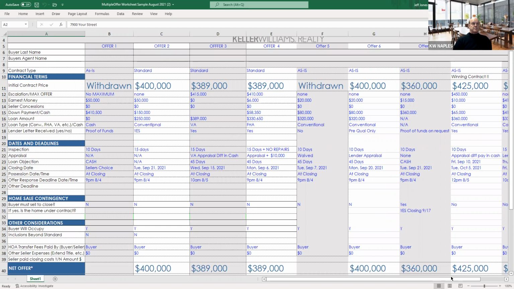And again, it's a spreadsheet, so you can add lines to it or take lines off as you see fit. But working with a buyer on this and updating it as the offers are coming in, they got a pretty good picture of what the bottom line is, and what offers they believe will work. And then, of course, we had a winning contract, which was the best out of all of them. So there you go.